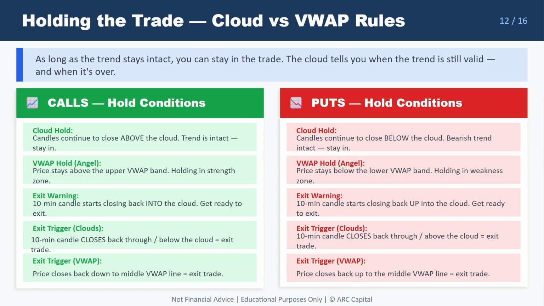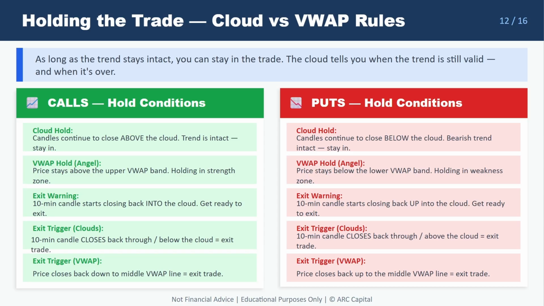If the trend is still holding, if your cloud tests are still holding, there's really no reason to get out of the trade until you see it fail, right? So for calls, your holding conditions are a cloud hold, candles continue to close above the cloud, trend is intact, stay in. For your VWAP hold, price stays above the upper VWAP band, holding in the strength zone, right? So as long as it's trading above the VWAP band, just like Tesla did today on the 10-minute, which I'll show you guys afterwards, you'll be able to see how every test of that top VWAP band plus the cloud was an entry, right? So a warning exit would be a 10-minute candle starting to close back into the cloud. Get ready to exit, right?